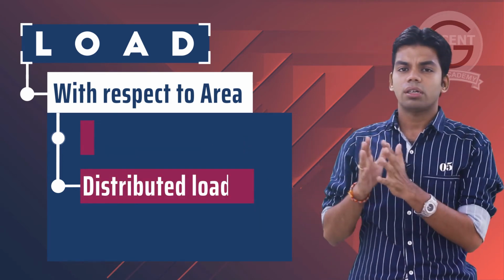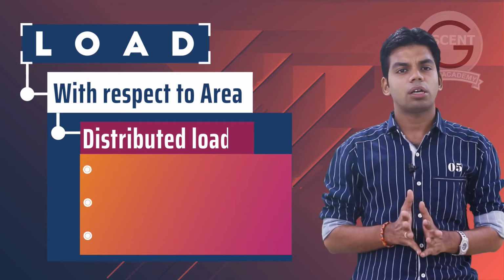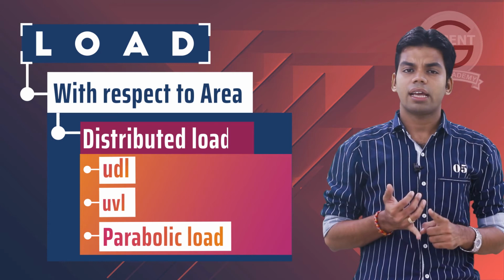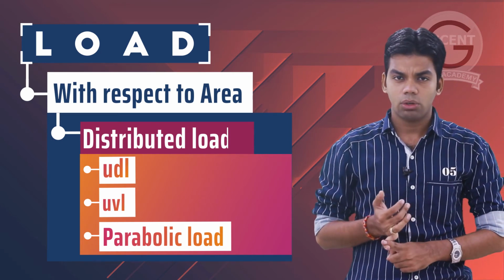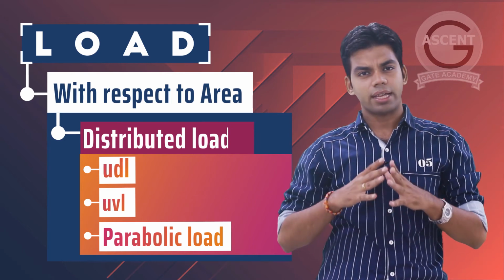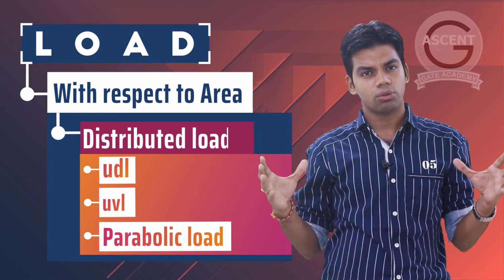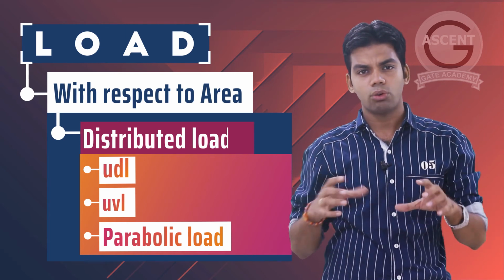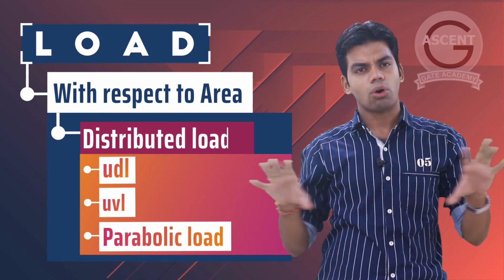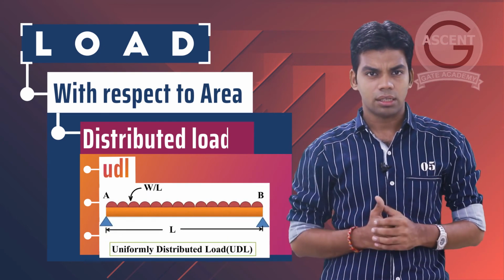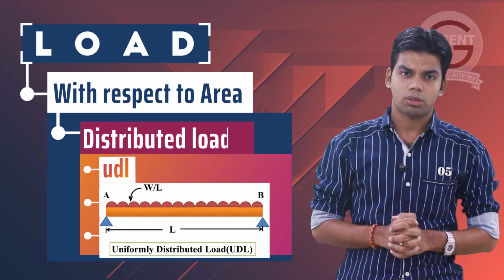Okay, now coming to the distributed load. Now this distributed load can be either uniformly distributed load or it can be uniformly varying load or it can be the parabolic load. Uniformly distributed load, as the name suggests, the distribution is uniform throughout, or you can call it rectangular loading. Rectangular loading means the loading is constantly distributed throughout the length, as you can see here. This is known as the uniformly distributed load.